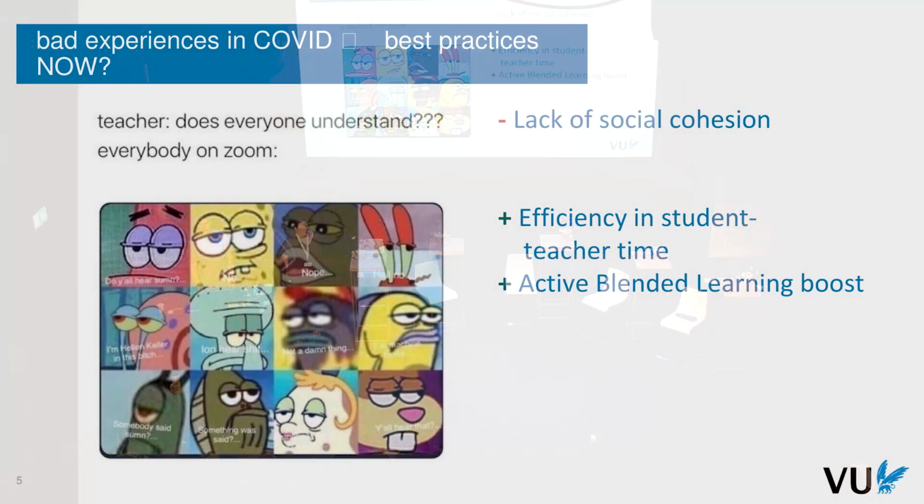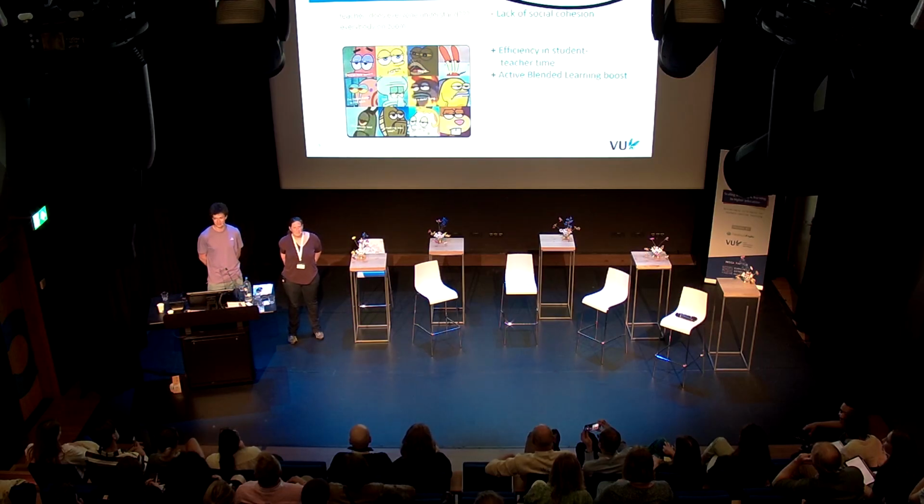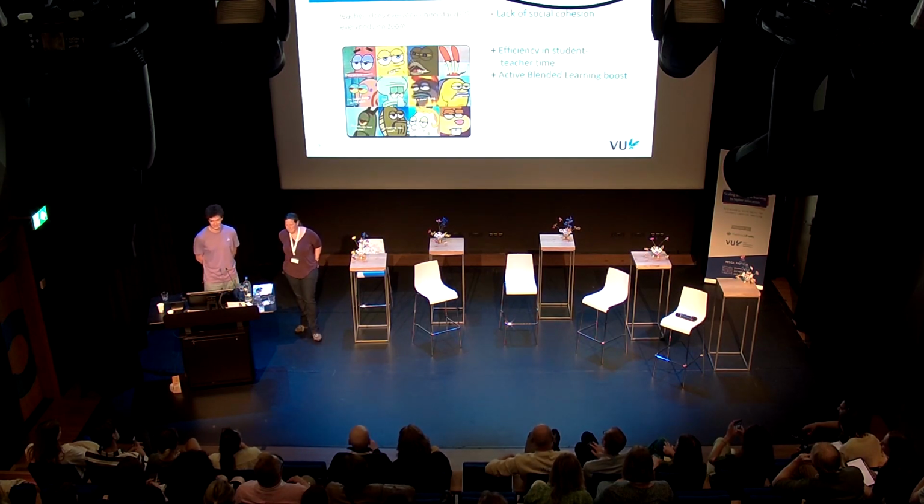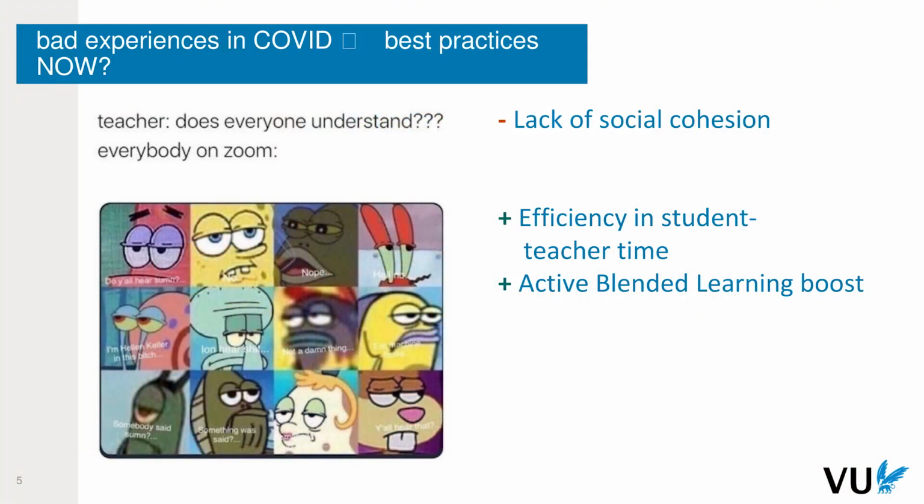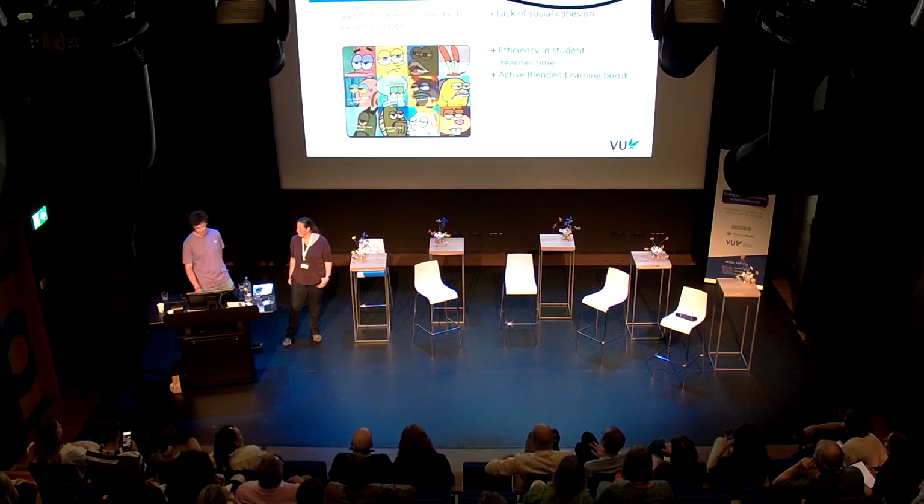So I think we can all remember the beautiful days of online teaching. It was great fun for everyone, but I'm afraid there was quite a bit of a lack of social cohesion within the student body. I cannot say from experience how it was in the teacher department, but I don't think it was a lot better. There were, however, a few positive points. Firstly, a lot of steps were made in the efficiency between student and teacher time. A lot of things that were initially all in class turned out to actually be possible online. And together with this, the active blended learning gained a boost, and together with that, the online tools.